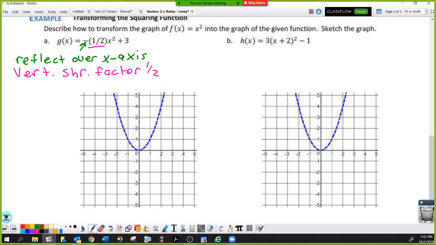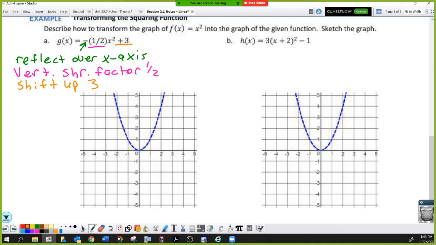Hopefully you won't begrudge my shorthand. Vertical shrink, factor 1/2. And last but definitely not least, the +3 at the end. Doing exactly what it looks like it's doing, shift up 3. Man, I don't know about you guys, but I struggle performing those 3 transformations in my mind. That's pretty tough for me to do.